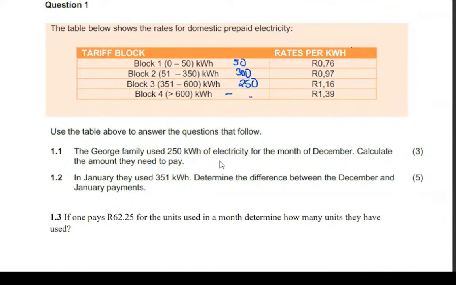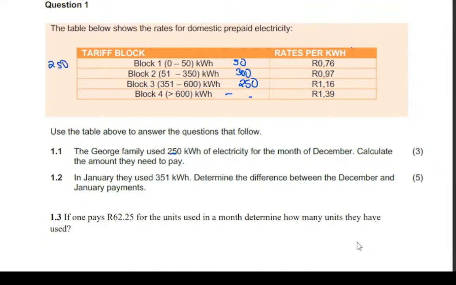The George family used 250 kilowatts electricity the month of December. Calculate the amount they need to pay. Now, another thing, take note, the prices are here, but they have not told us that they exclude VAT. So don't worry, just calculate them the way they are. Please don't include VAT. It's already included. So the first thing you're going to do is to break down this into these blocks.